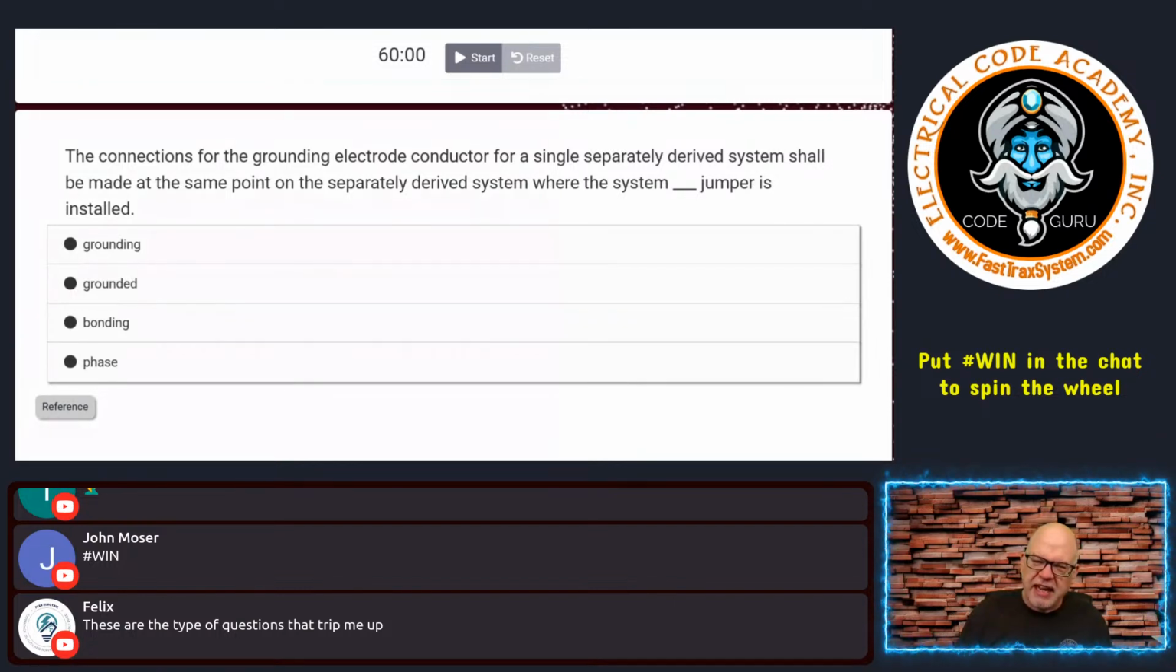It says the connections for a grounding electrode conductor, right? So a GEC, and we're slowly going to see the acronyms go away. I don't know if I told y'all this, but the code making panels are wanting to get rid of acronyms and move away.